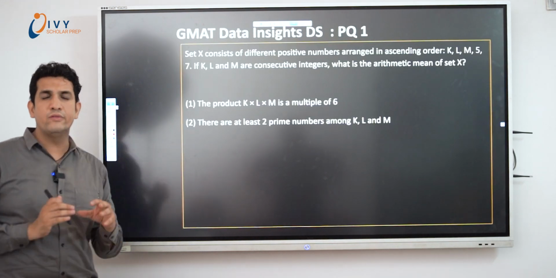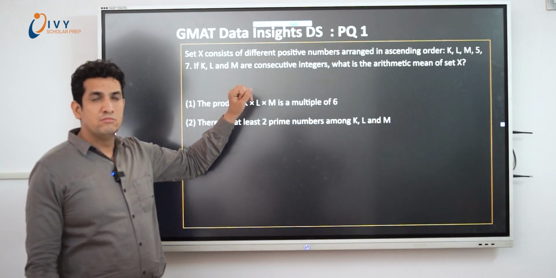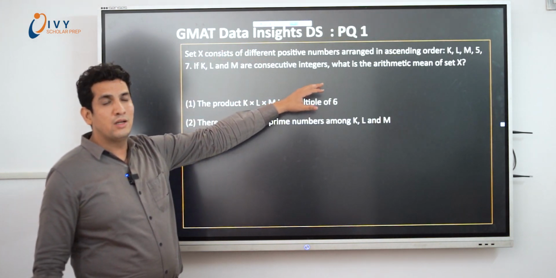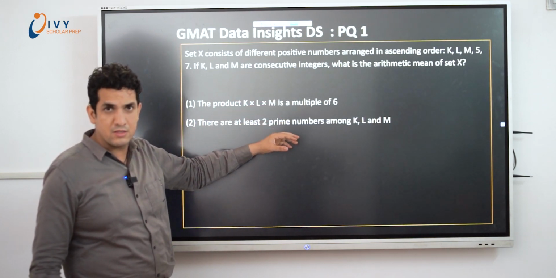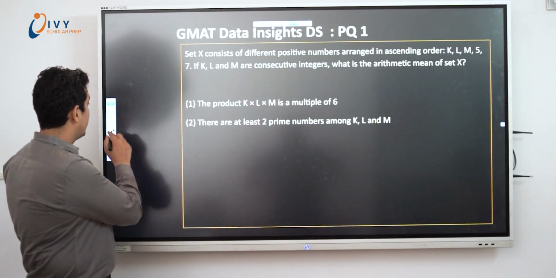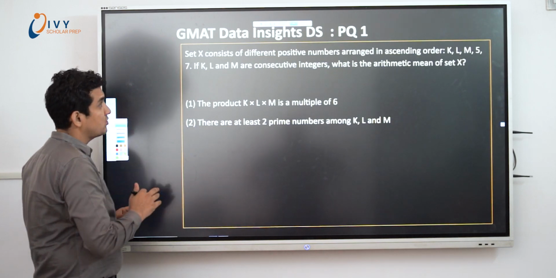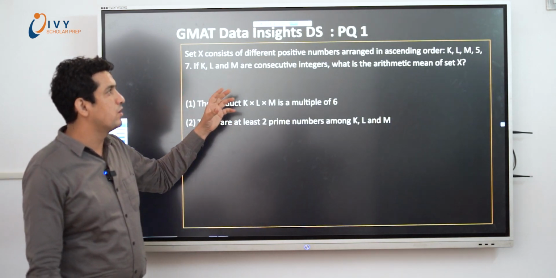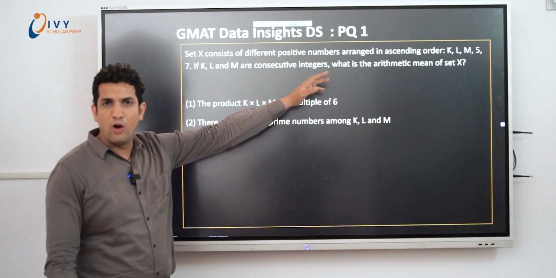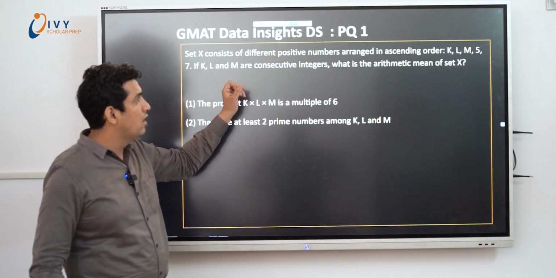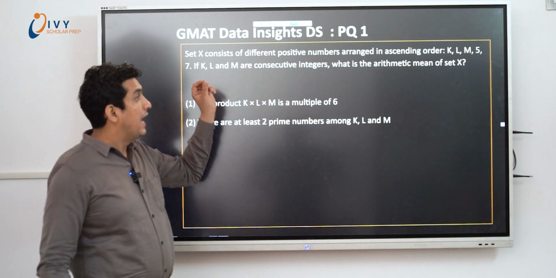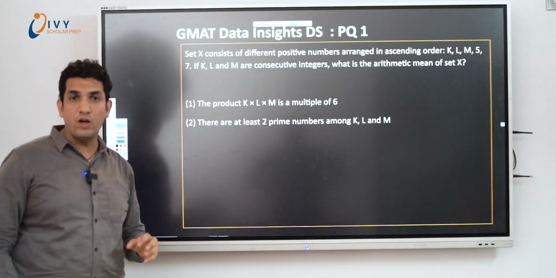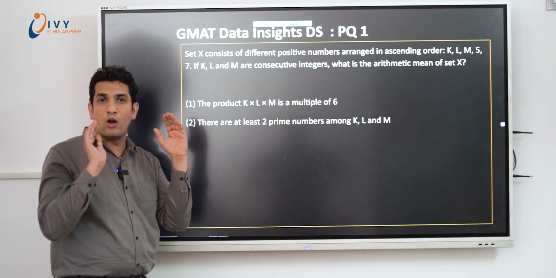The first thing you have to understand is what data you have, what information is given to you, what you need to calculate, and how you can use these statements. They said set x consists of different positive numbers arranged in the order k, l, m and so on, which are consecutive integers, and you have to calculate the mean of the set x. Now if I want mean, I hope you are all very good already with that.